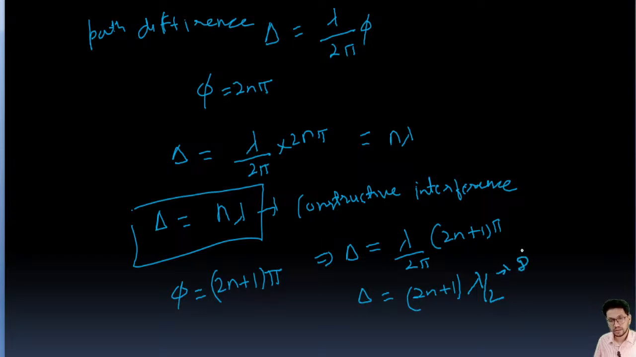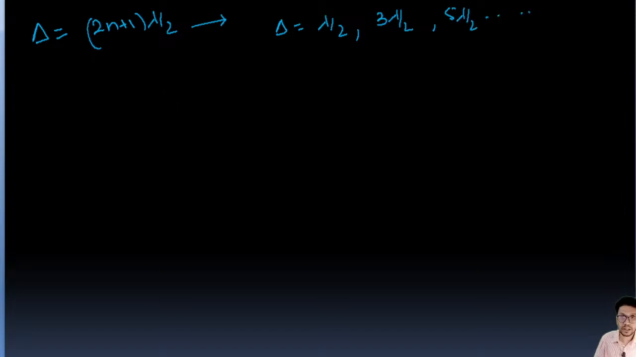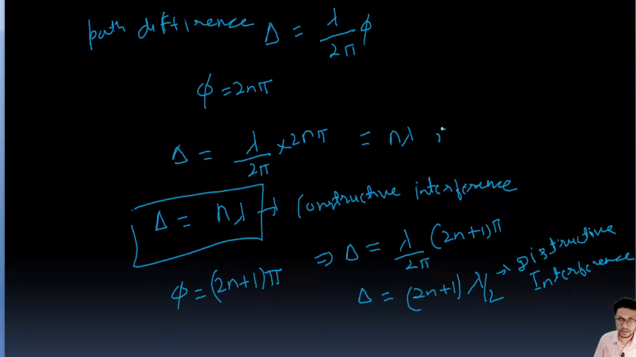So for destructive interference, delta is going to be 2n plus 1 lambda by 2. That is, we can say delta equal to lambda by 2, 3 lambda by 2, 5 lambda by 2, and so on. And here delta is going to be lambda, 2 lambda, 3 lambda, and so on. So this is for constructive and this is for destructive interference, meaning dark fringes, and that is for bright fringes.